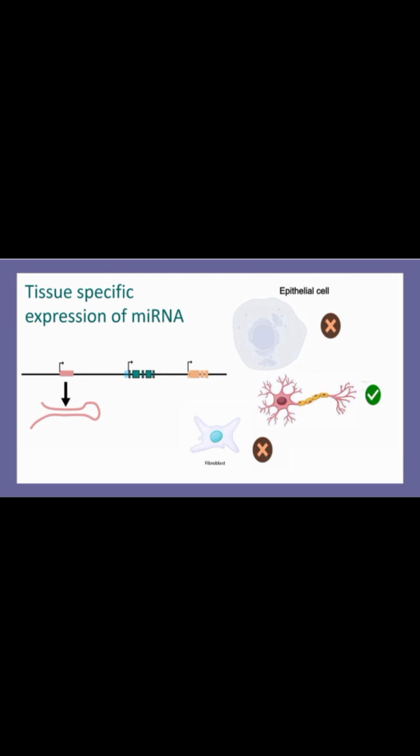Now let me tell you, microRNAs are also present in a tissue-specific and cell-specific manner. So let's say there are different cell types like an epithelial cell. One microRNA might not be present in this cell but might be present in a neuron, and so might not be present in a fibroblast. So there could be specific microRNAs which are very cell type specific, but there could also be microRNAs which are present in pretty much all the cell types. So depending upon these functions and availability, microRNAs regulate the overall gene regulatory networks in different cell types.